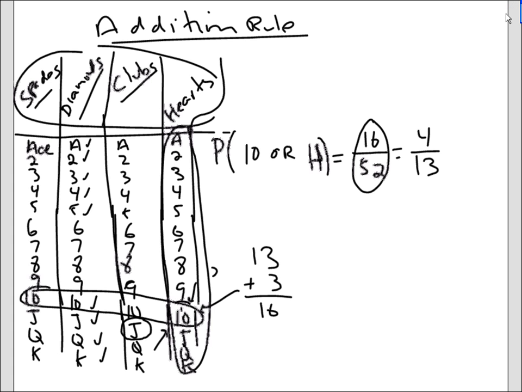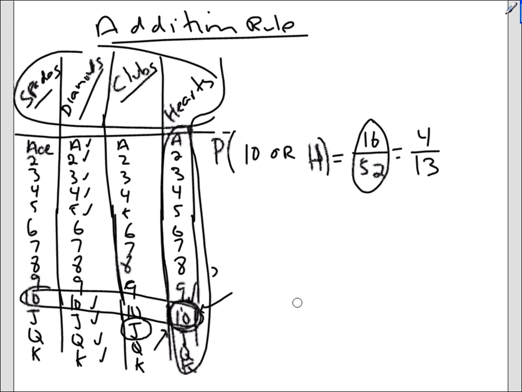You had to realize not to count that 10 of hearts as both a heart and a 10. Of course, I could have said there are 4 tens and 12 additional hearts for a total of 16. But don't count. Some students may say, oh, this is so easy. There's 13 hearts, there's 4 tens, 17 over 52. No, because you counted the 10 of hearts twice. This would not have been good. If you want to use the rule, the addition rule, we can do so.